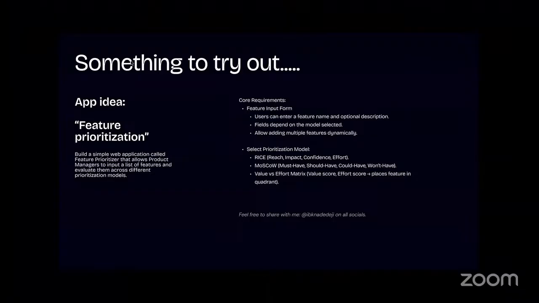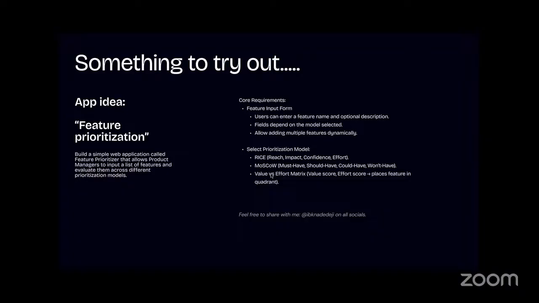So something to try out for product managers. It's called feature prioritization. Think of it. There are times after you've passed the initial stage of building a particular product. You now have new features that you want to add, right? But then they have different priorities when you put them on a scale. And sometimes we have different models to evaluate our prioritization, right? There is a RICE model, there is a MoSCoW model, there is the value versus effort model. On some teams, they value the MoSCoW model. On some teams, they value the value versus effort matrix.